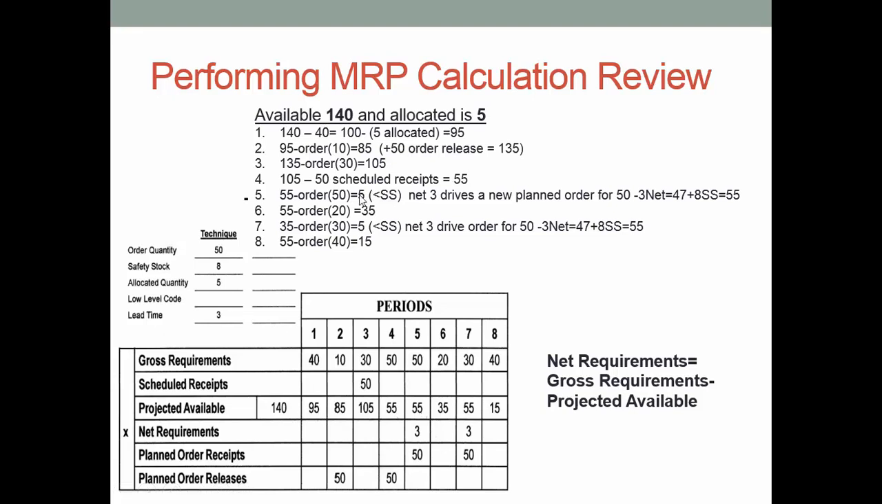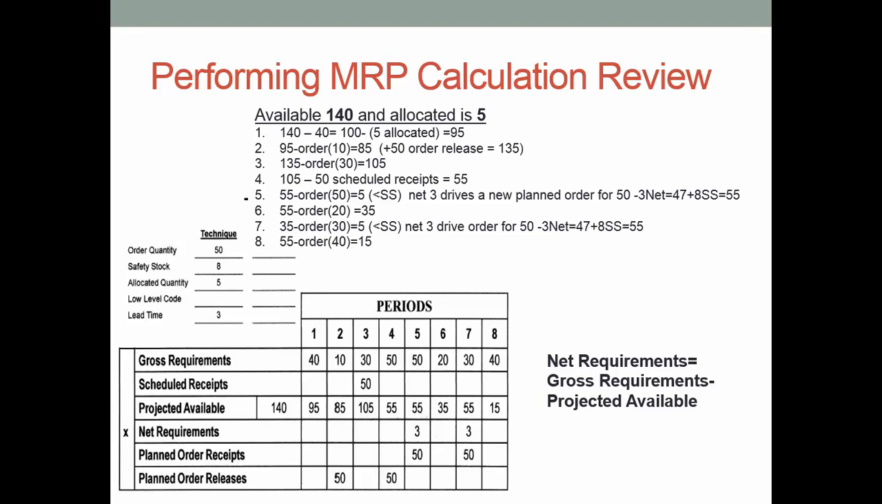In period 2, we're going from 95 units and we subtract an order of 10 units. That leaves us with 85 units. And of course we have that plus 50 coming in, so the planned order release is going to come in the week before because we have a 1 week lead time. So here's our 50 coming in from the 1 week lead time, shown here in scheduled receipts. That gives us 105 as our current amount in week 3.